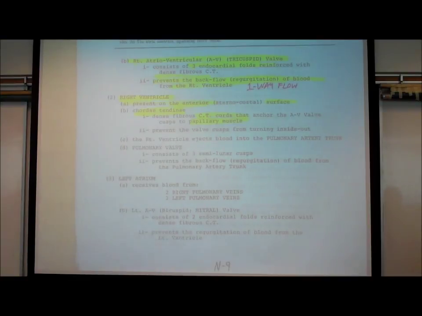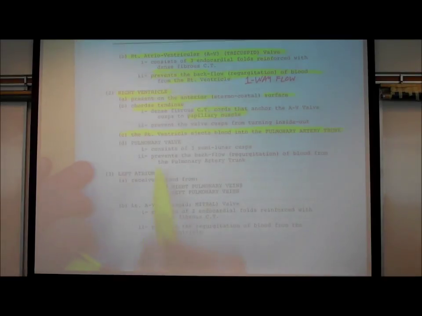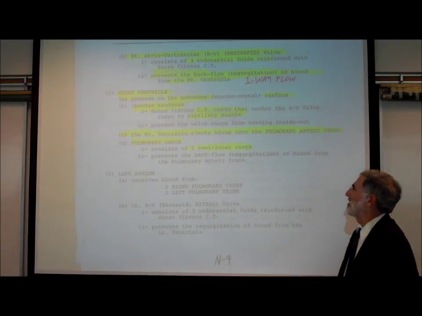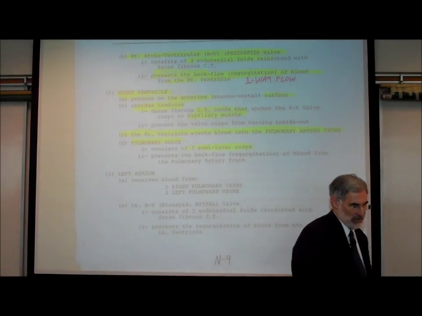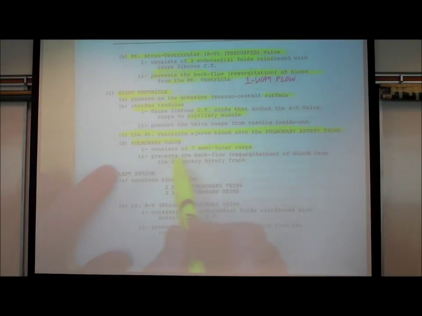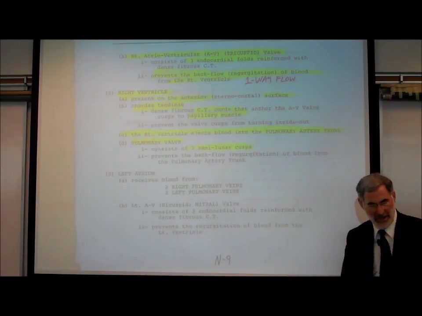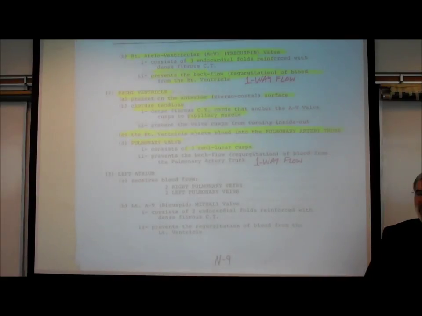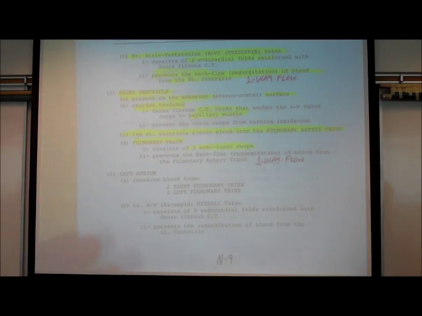Now, the right ventricle ejects blood out into the pulmonary artery trunk. And there is a valve, a pulmonary valve, which consists of 3 semilunar cusps. That's why another name for the pulmonary valve is a semilunar valve. And its job is to prevent backflow of blood from the pulmonary artery trunk back into the right ventricle. Again, to ensure one-way flow. That's the purpose of it, ensure one-way flow. All right, so the blood goes through the pulmonary arteries to the lungs, and it becomes oxygenated.